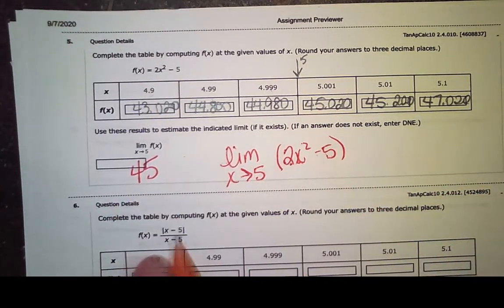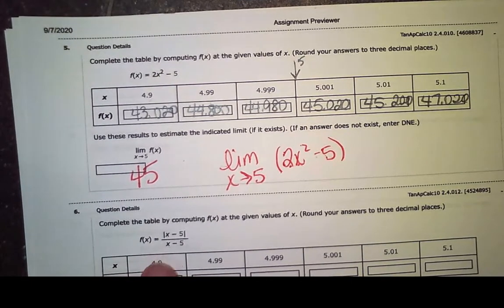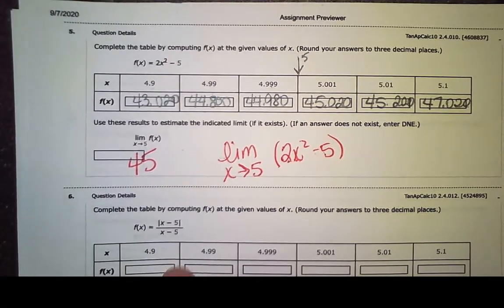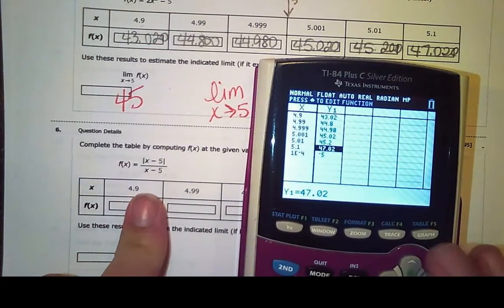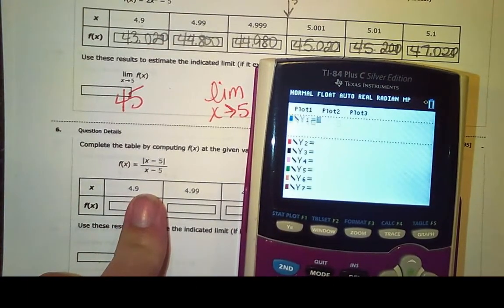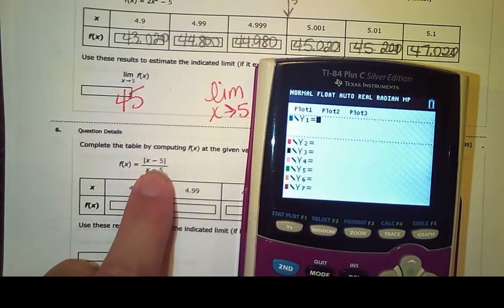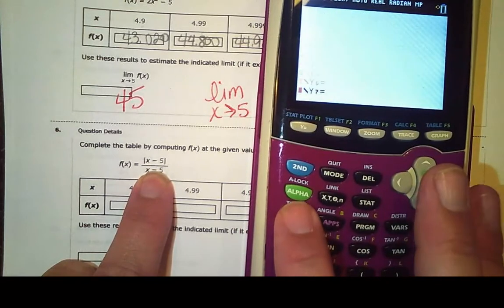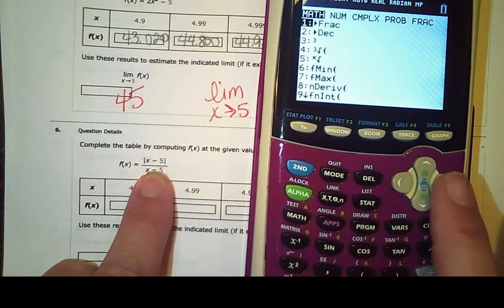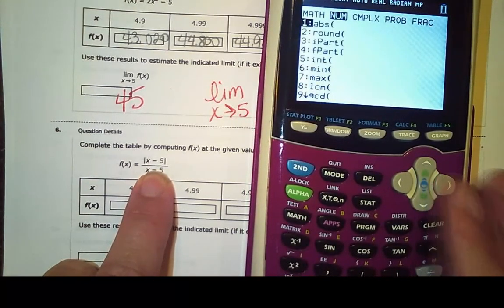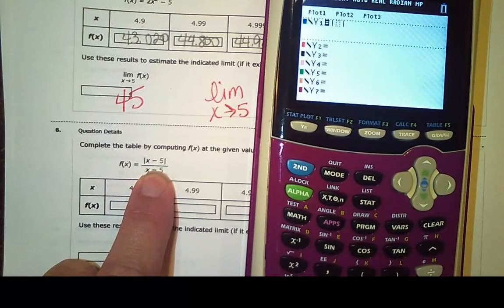On this one, I'm going to show you how to enter it. Oh, look, it's already the same numbers. Just in case you don't know, go back to y equals. What you want to do is use the absolute value function. So I'm going to hit math, which is here, and then scroll over to numbers. Number 1 is absolute value. So I've got the absolute value of x minus 5.